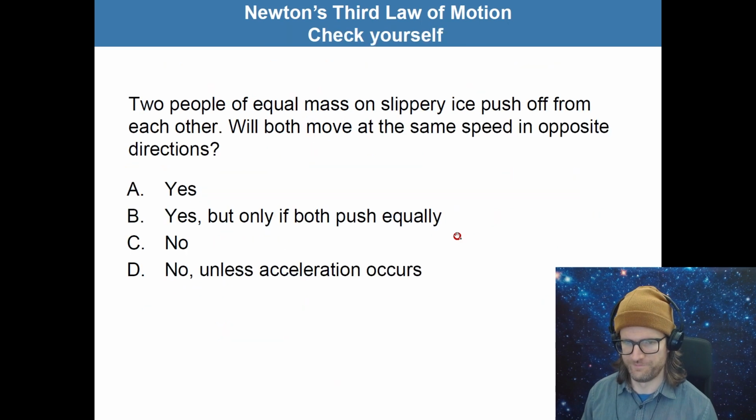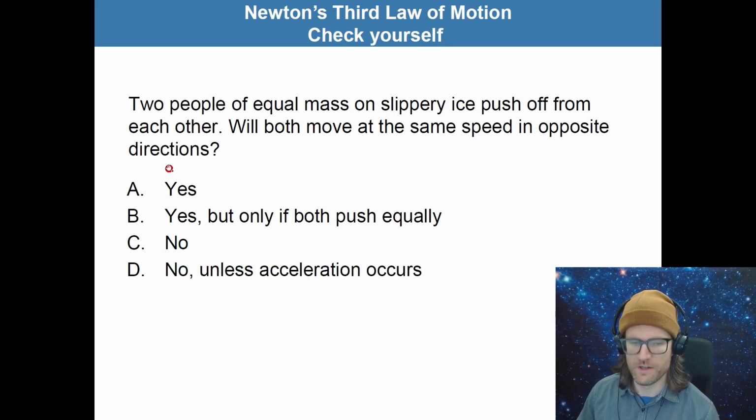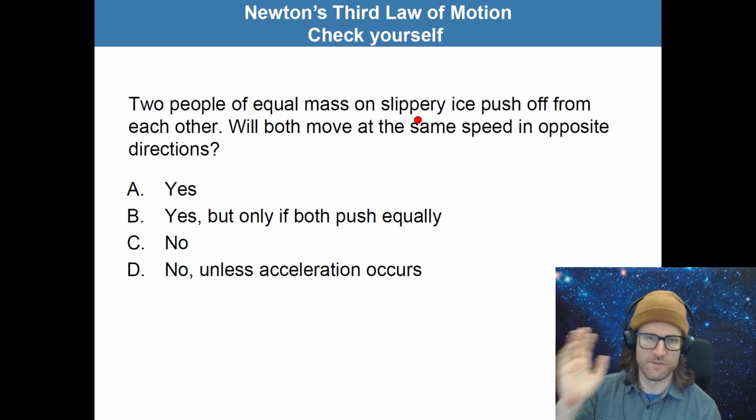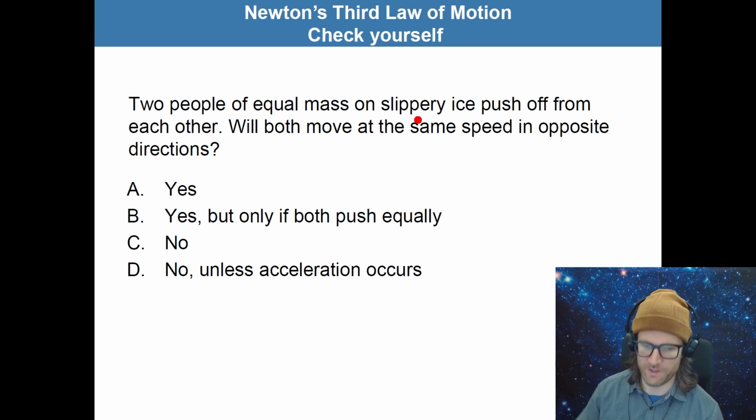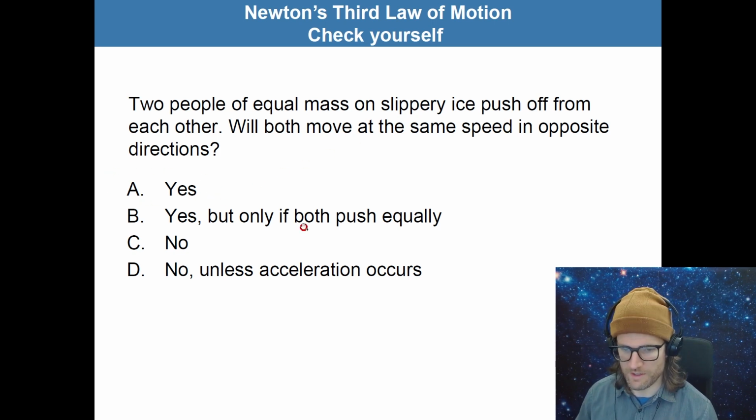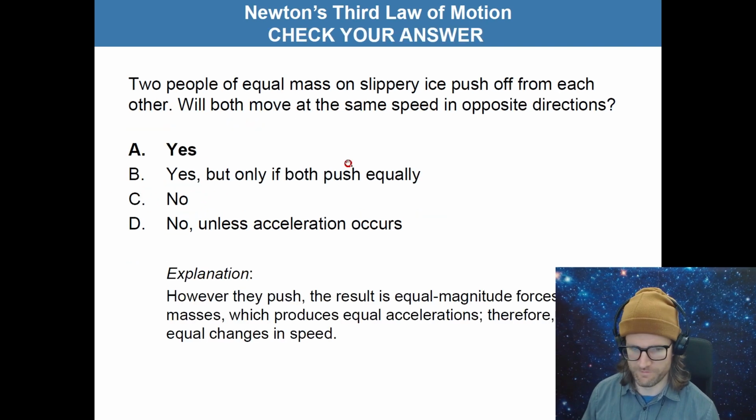Okay. Two people of equal mass on slippery ice push off from each other. Will both move at the same speed in opposite directions? So I see equal mass here. I see slippery, so we're not worrying about friction. Okay, and they push off each other with equal and opposite forces. Since they have the same mass, they're going to have the same acceleration. So yes, and it doesn't matter how they push or the details of the push. They will move at the same speed.